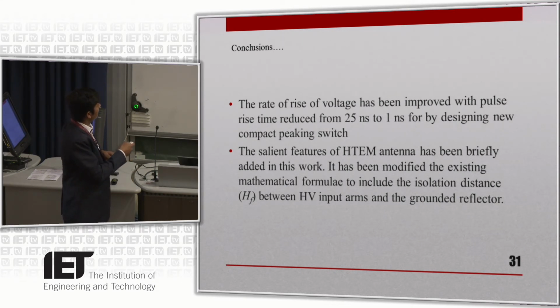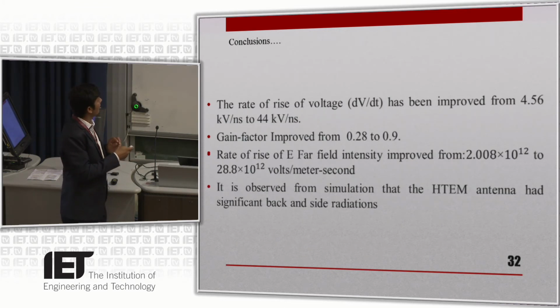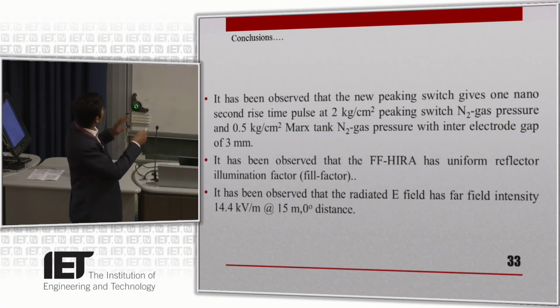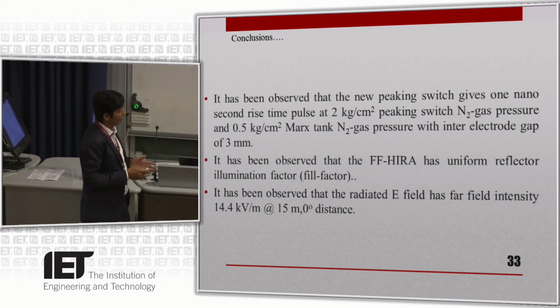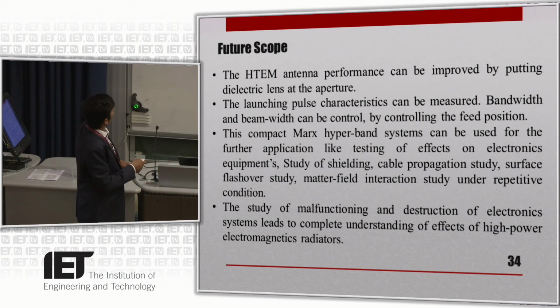Also I would like to contribute that the feeding height is a very, very important part while designing the TEM horn antenna. Now also these are some important results obtained from our system. It's 14.4 kilovolt electric field intensity at 15-meter distance. So this is one of the good radiators I can say, but it's not comparable with the Jolt system, because Jolt has a very, very low rise time, and that system is operating at a very high intensity of pulse.